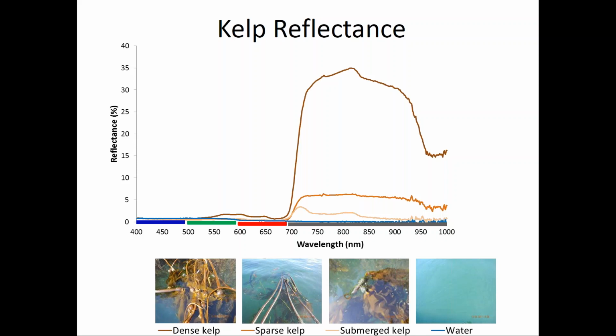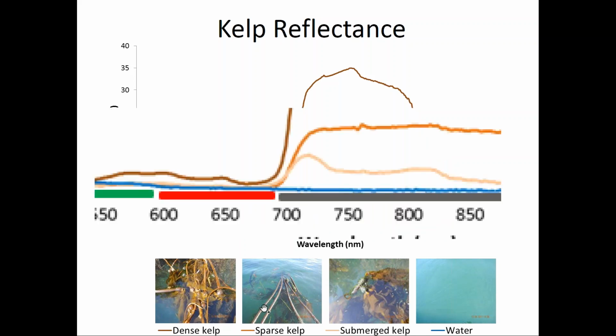Can you pass the next slide, please, Vieta? So I zoomed in on that area. You see here the end of the red spectra and the near infrared spectra are the main parts of the light field that we can actually effectively use for detection of bulk kelp. Next slide, please.